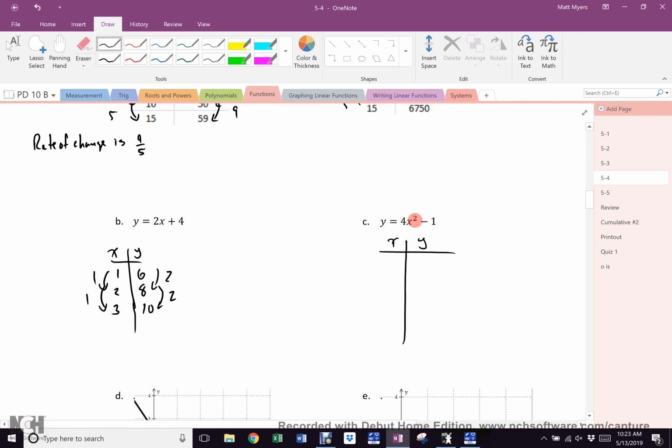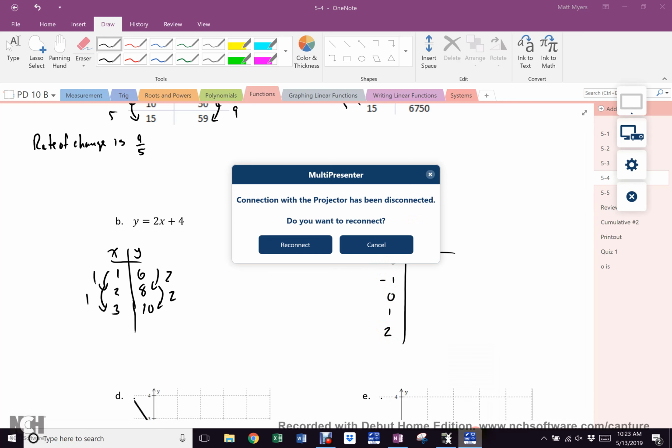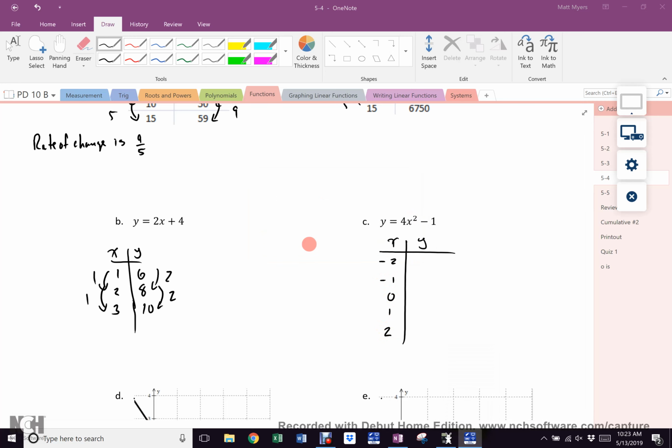Well, there's a squared there, isn't there? So we should probably throw some negatives in there, yeah? Negative 2, negative 1, 0, 1, 2. I know it's blue. And again, what does the 2 represent? X. What letter is that? So what can I write there? Negative 2. What is negative 2 squared?